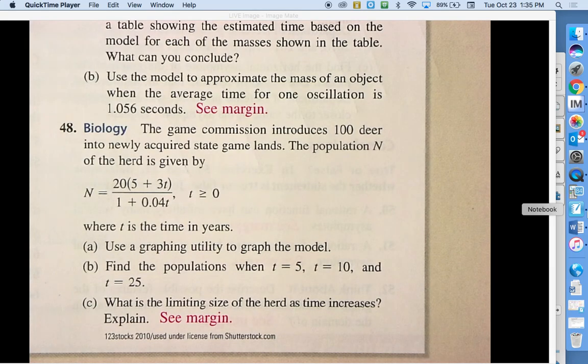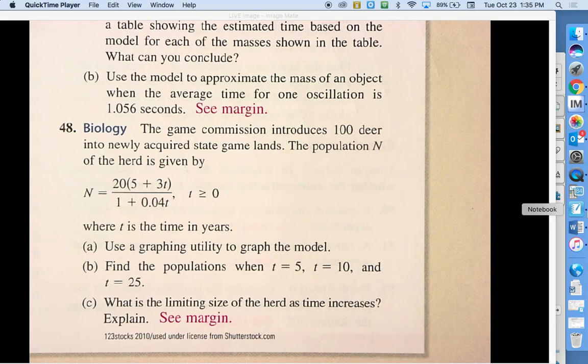They were talking about deer population, especially in the North Hills of Pittsburgh. But this one here says the Game Commission introduces 100 deer into a newly acquired state game lands. And of course, the deer are going to stay in this area because that's what they do. Like North Park, you drop a population of deer in North Park, and they're just going to stay in North Park and not venture anywhere else because it's not fenced in.